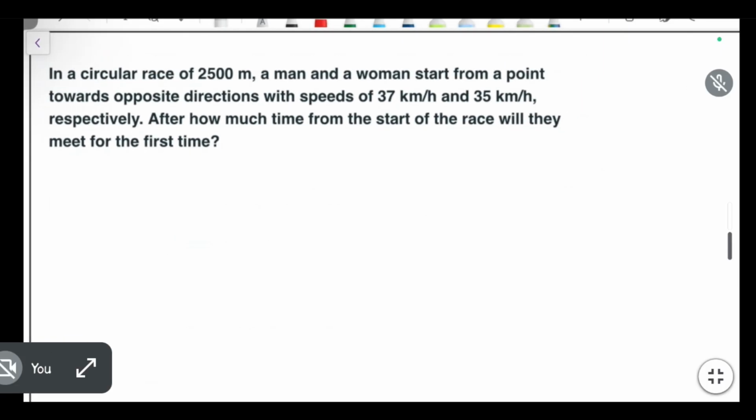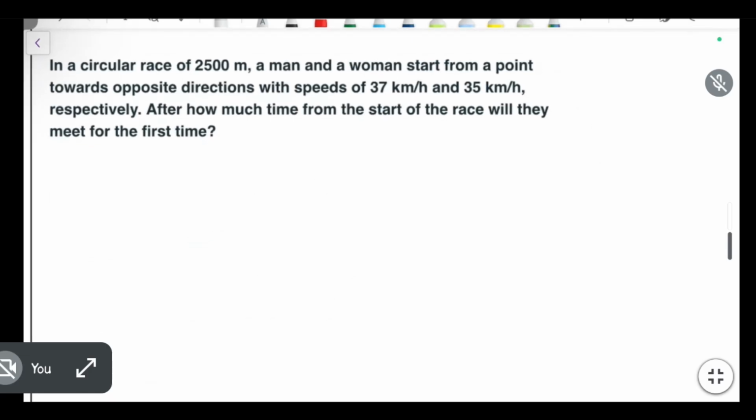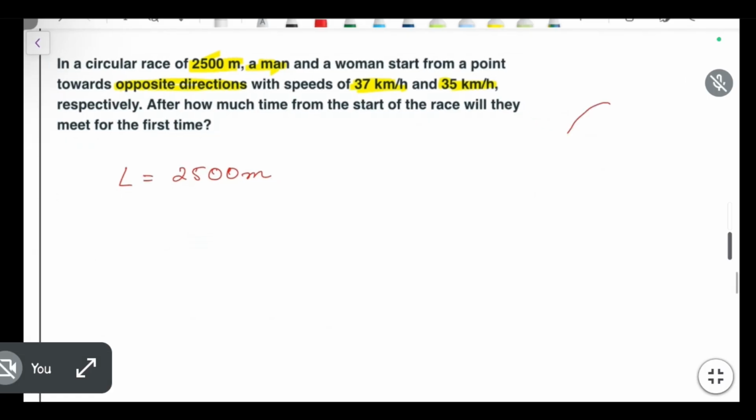The question here is, in a circular race of 2500 meter, that means the distance here, or length here, is nothing but 2500 meter. A man and a woman start from a point towards opposite directions. That means both of them are traveling in the opposite direction. So remember the relative speed formula when they are in opposite directions. We need to find the sum of the speed of this one and the speed of this one, okay? So what I'll do is I'll just draw a figure for you to understand better.